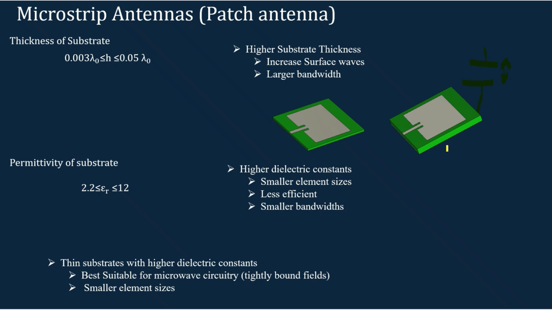So if there is a reduction in the capacitance, the Q factor of the antenna will decrease, and it will cause an increase in the bandwidth. Or in other words, we can say that if the thickness increases, the fringing field or the radiation will be more. Because of that, the bandwidth can be increased. So one solution, if you are looking for a larger bandwidth, is to increase the substrate thickness.